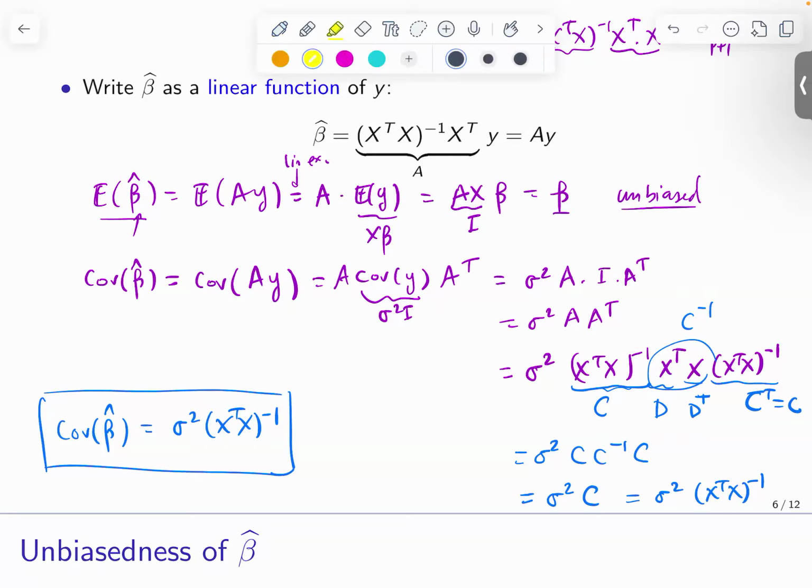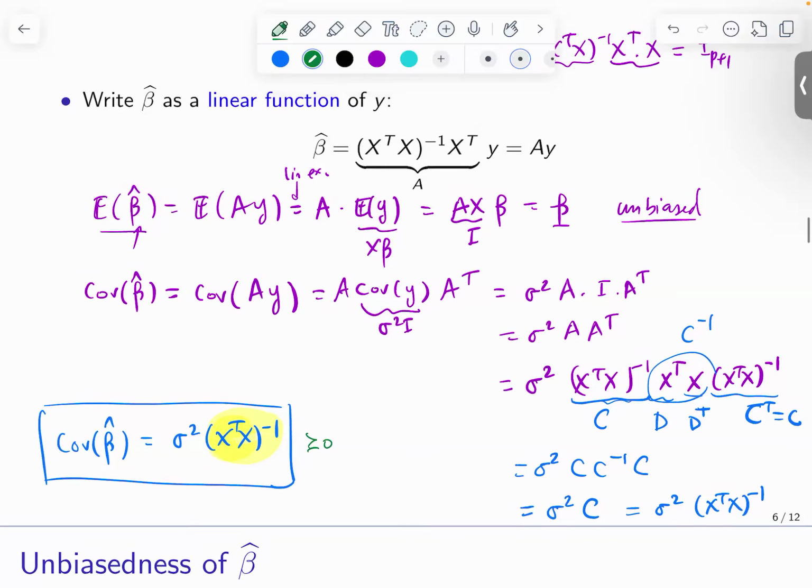And this matrix in between is the so-called Gram matrix, which has interesting properties. In particular, this is another manifestation of the fact that X transpose X is a positive semi-definite matrix, because the covariance matrix is positive semi-definite. And this whole thing is positive semi-definite. The inverse will be positive semi-definite as well. So that's another proof that X transpose X is positive semi-definite. But you can prove it more easily. There are easier ways of proving it. Any question about this calculation?